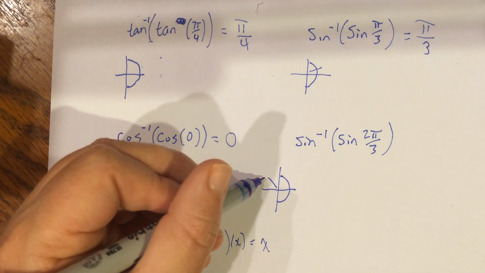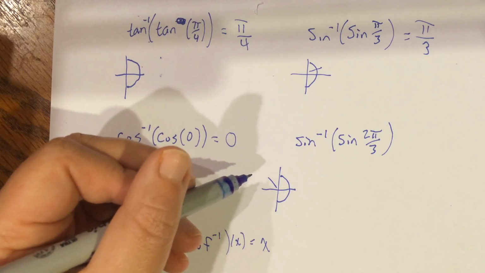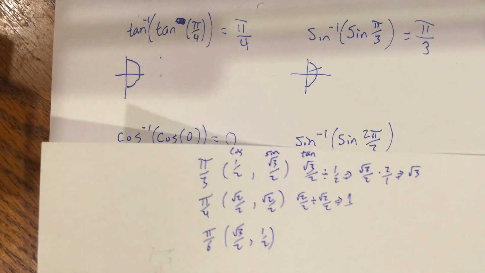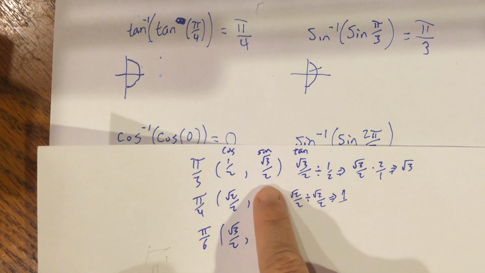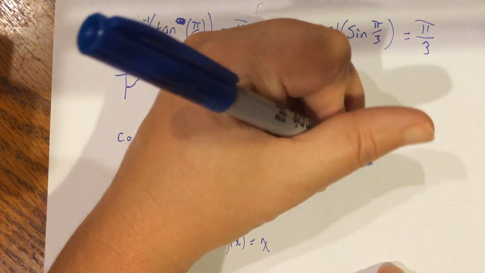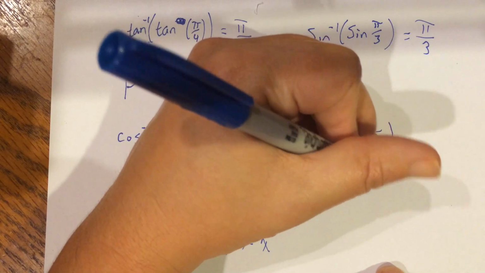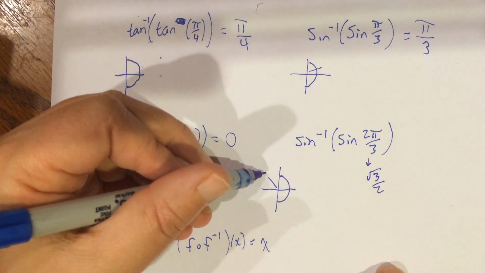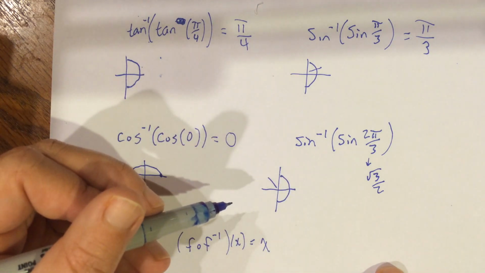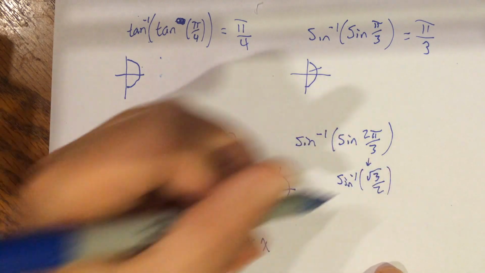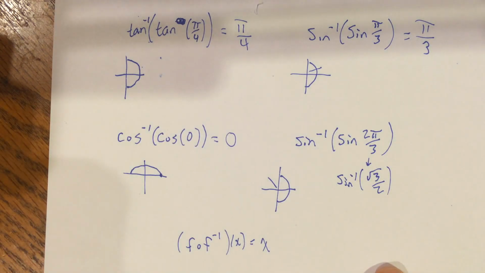What is sine of 2 pi over 3? Well, 2 pi over 3 would match up with pi over 3. Again, I'm going to bring up my chart. So sine of pi over 3 would be square root of 3 over 2. And then I still have to see if it's positive or negative. Here, my y is positive, so it's positive square root of 3 over 2. So I'm looking for sine inverse of positive square root of 3 over 2.